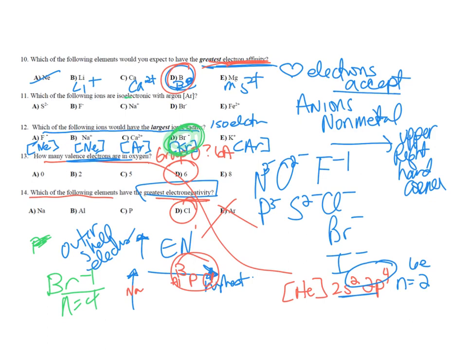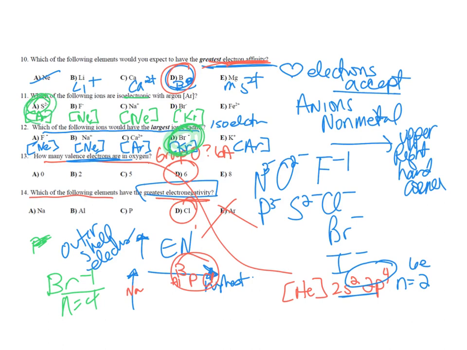Which of the following is isoelectronic, same configuration as argon? Well, you could just look at sulfur and add 2 electrons, and that's going to be argon. So that's isoelectronic. Fluoride is going to be isoelectronic with neon. Sodium, you go back 1 to the noble gas neon. Bromide is isoelectronic with krypton. And iron is not isoelectronic with any of those noble gases. So the answer is A.